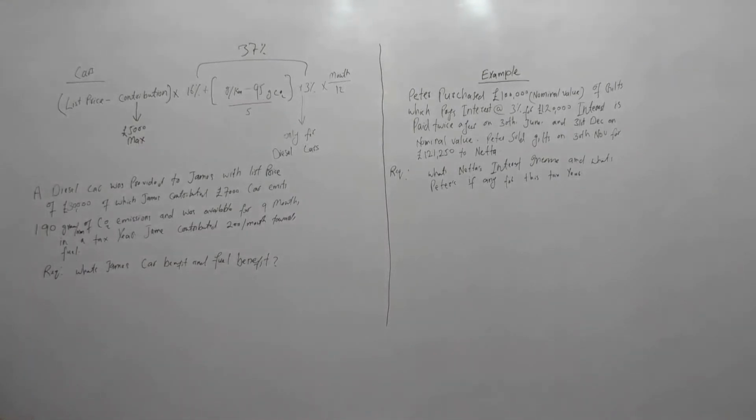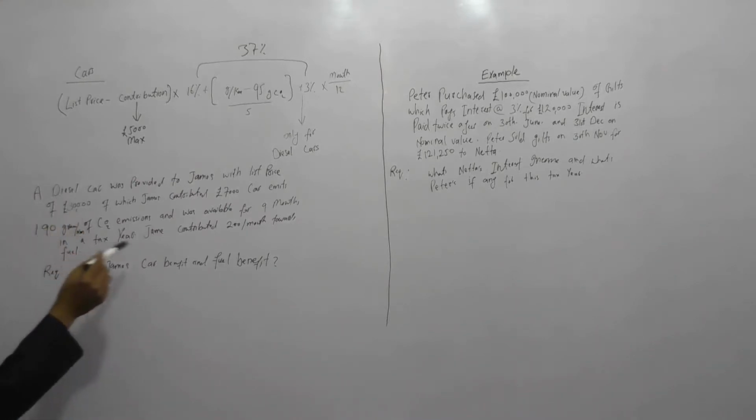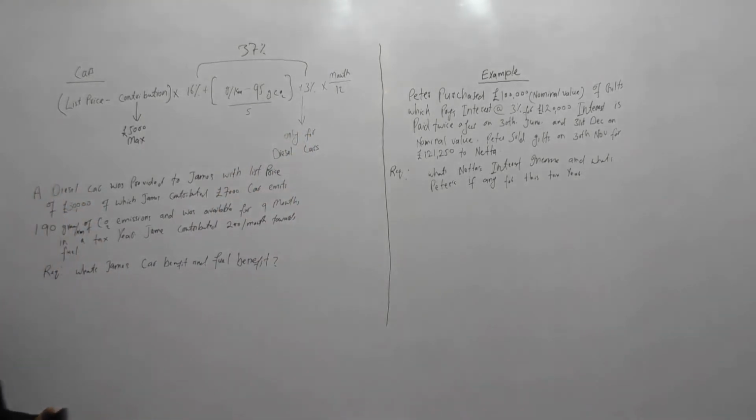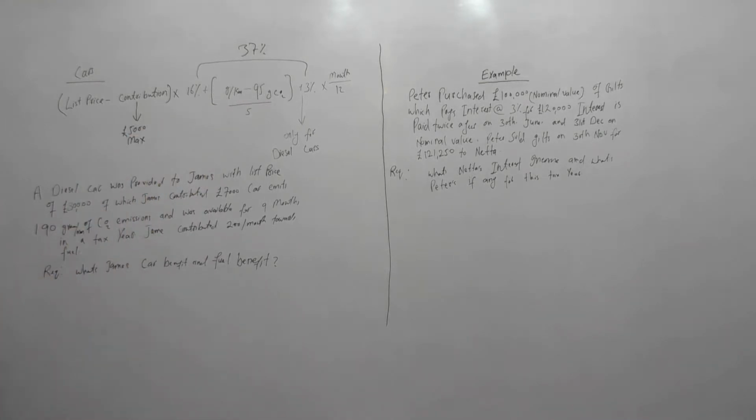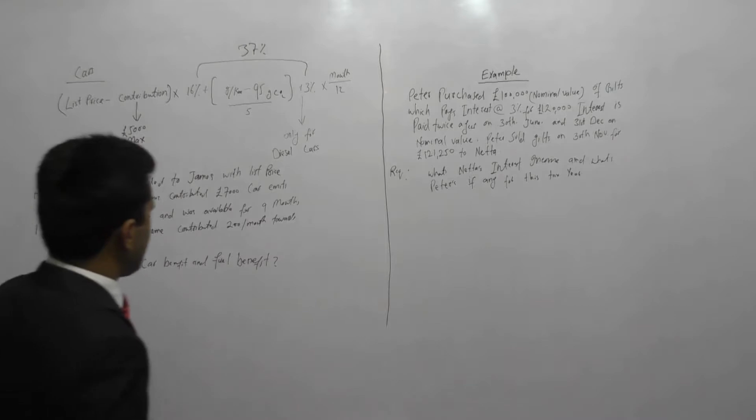So a diesel car was provided to James. So first thing is that it is a diesel car, so we will have to consider this percentage as well. It was provided with a list price of 30,000 pounds, of which James contributed 7,000 pounds. So James has paid 7,000 pounds towards the car. Now the car emits 190 grams per kilometer of CO2 emissions. Now this 190 gram will go in here, and the car was available for 9 months in the tax year.